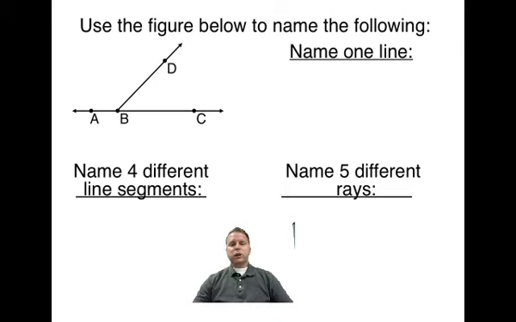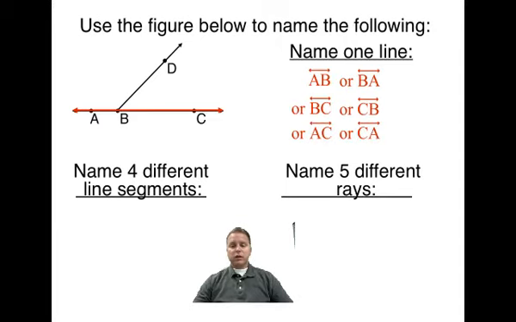Okay, use the figure below to name the following. So I want you to try to name one line. So looking at this figure, what do you think could form a line? Go ahead and write it down, or in your head think about it. Okay, one possibility could be the line AB. Again, put the line with the arrows up top. We could also flip it around and call it BA, or we could say BC, or CB, or AC, or CA. All of these are potential names for a line.